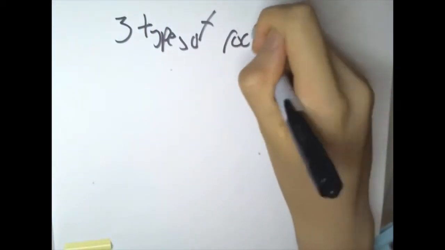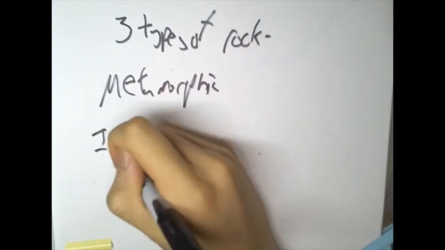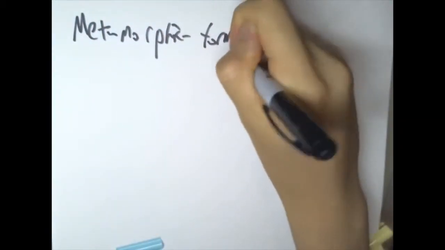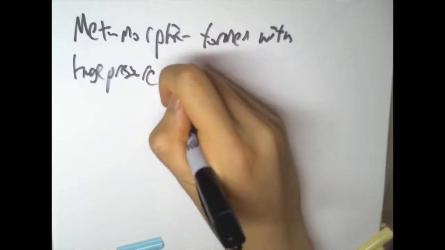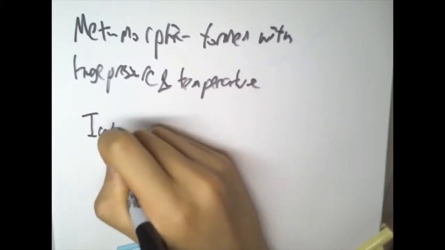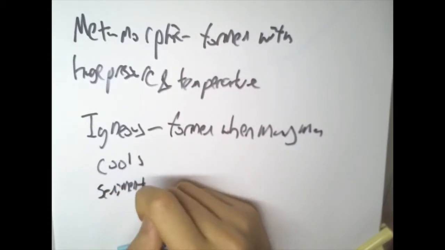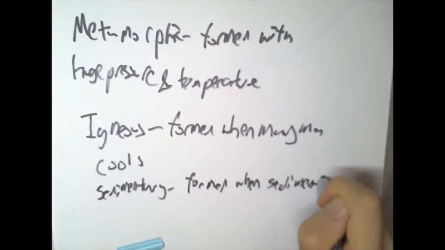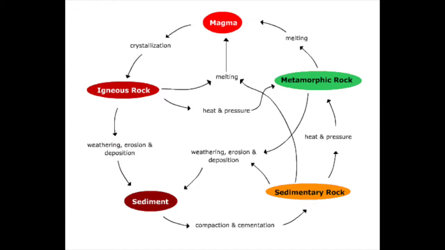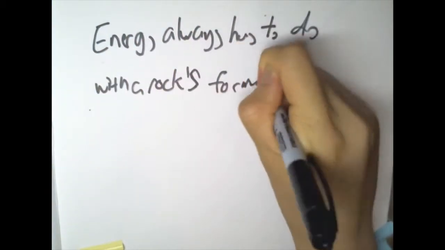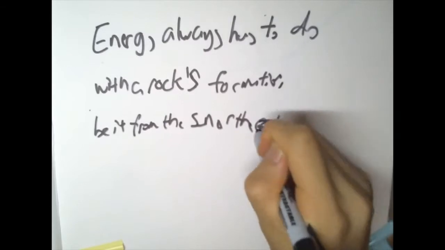There are three different types of rocks: metamorphic, igneous, and sedimentary. Metamorphic rocks form under high heat and pressure. Igneous rocks form when magma cools, either above or below the surface. Sedimentary rocks form when sediment comes together. This is a good graph that roughly shows how rocks are created. As you can see, energy, either from the sun or from the earth, always helps in building rocks.